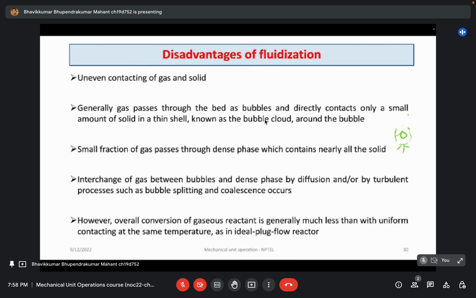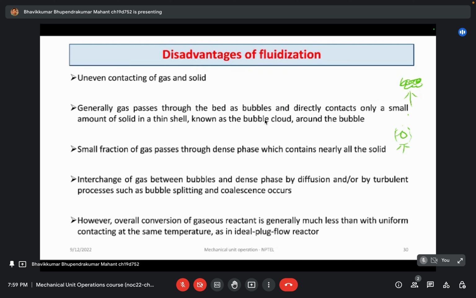Only a small fraction of the gas passes through the dense phase, which contains nearly all the solid. So sometimes a small fraction of gas passes through a very dense phase, and this kind of disadvantage and situation can occur when we are using fluidization. Interchange of gas between bubbles and the dense phase occurs by diffusion and or by turbulent processes such as bubble splitting and coalescence. That kind of thing always occurs because you are applying a much higher velocity, so there may be a chance for turbulent processes, and bubbles can split or coalesce. Many such things will happen, and that is not an advantage for the process.